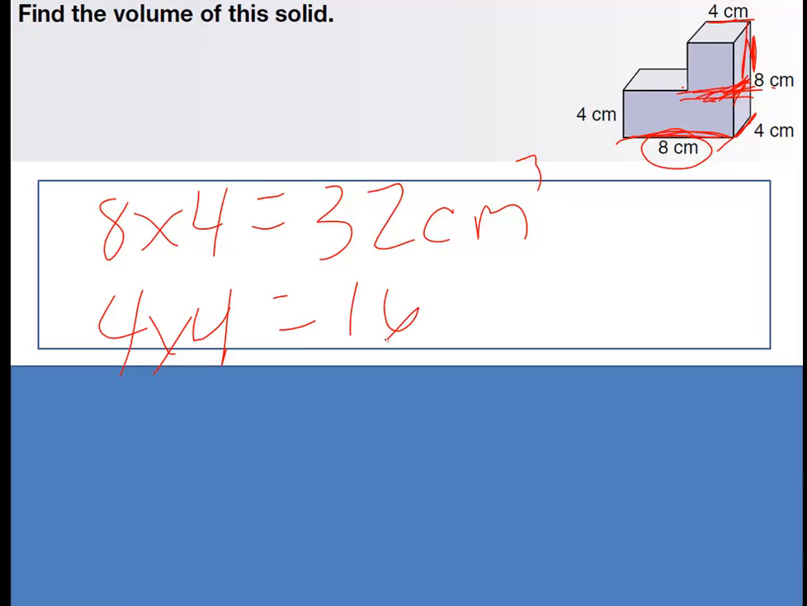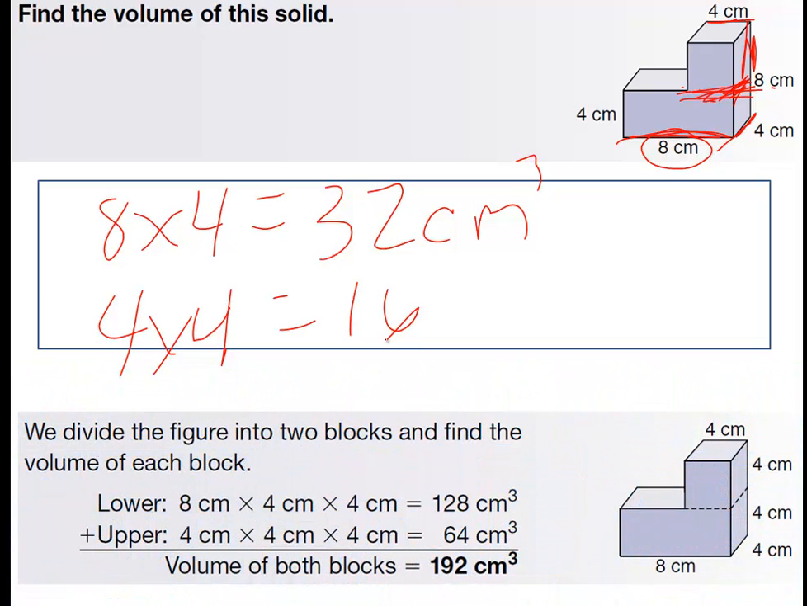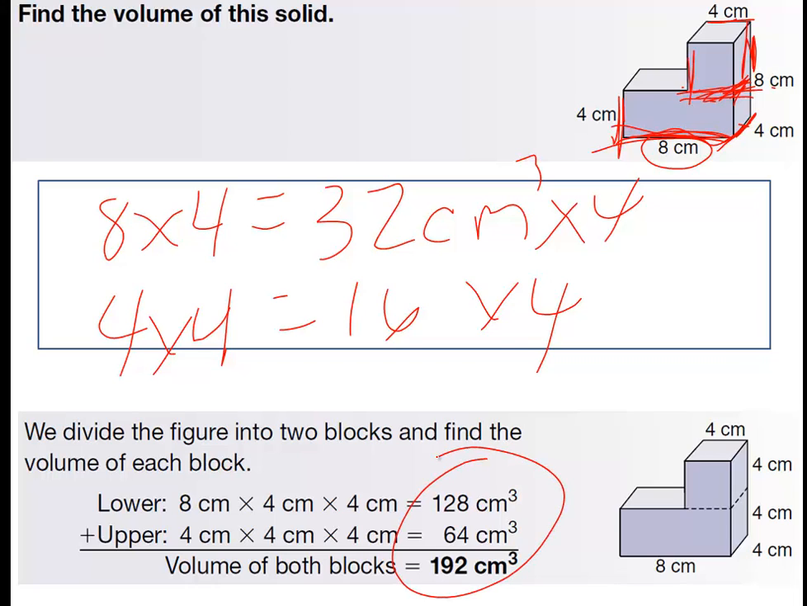Okay, that would be if we had just area. But we don't have just area. We've got to do our other measurement up also. So each one of these got to be by another 4. So we've got to remember to do all 3 of those. So it's not just 8 times 4. It's 8 times 4 times 4. 4 times 4 times 4. And that's going to get us to 192.